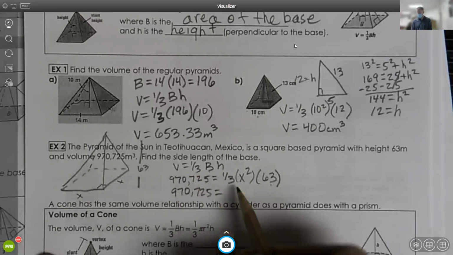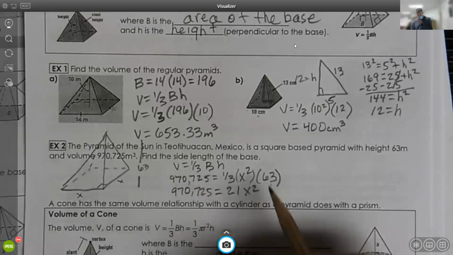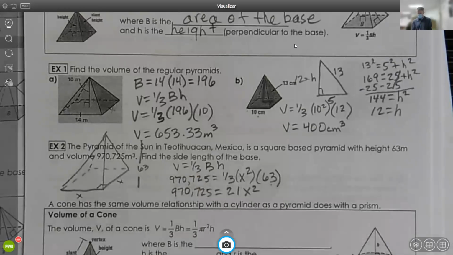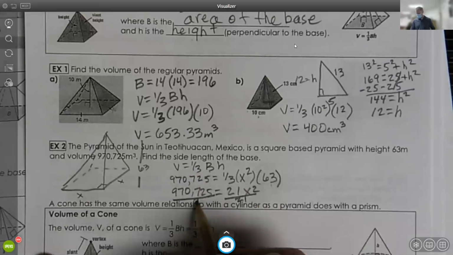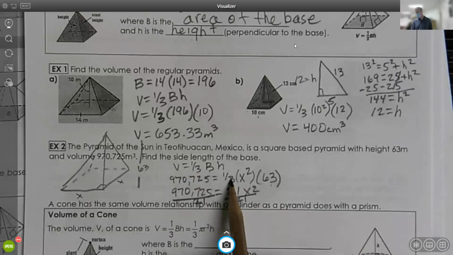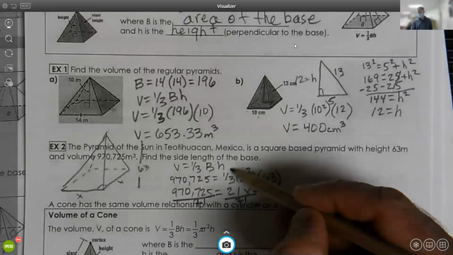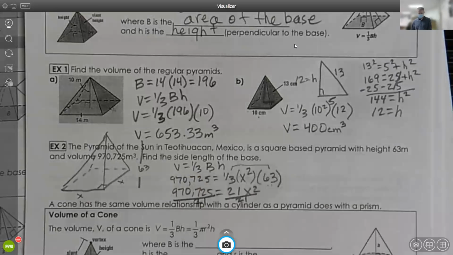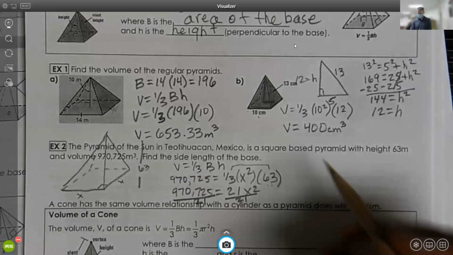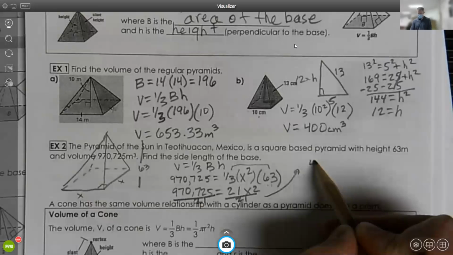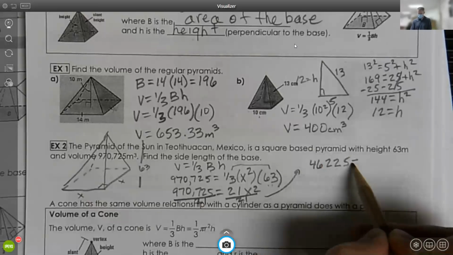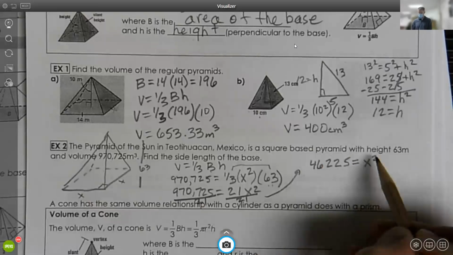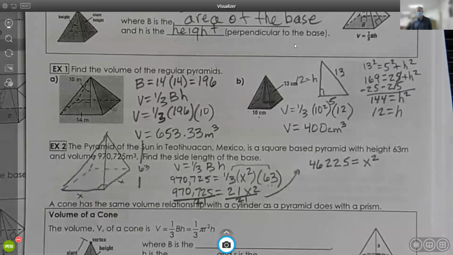So we have 21x squared. And then we could divide by the 21. I use my 1/3 of the 63. Oh yeah, I see. So that's going to give us 46,225. Yep. Nice job.